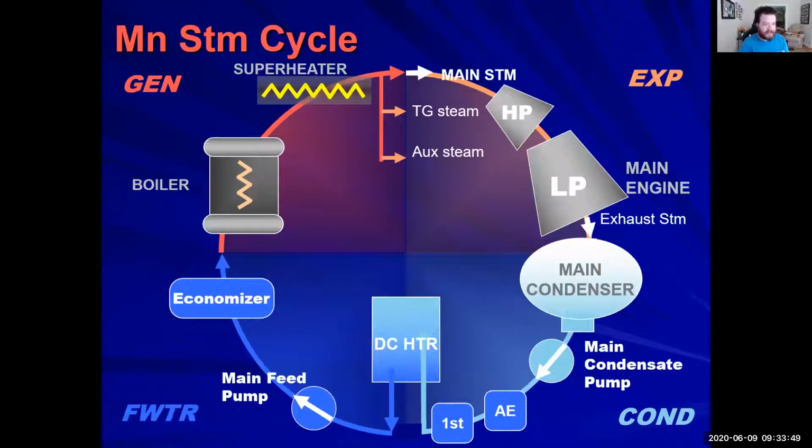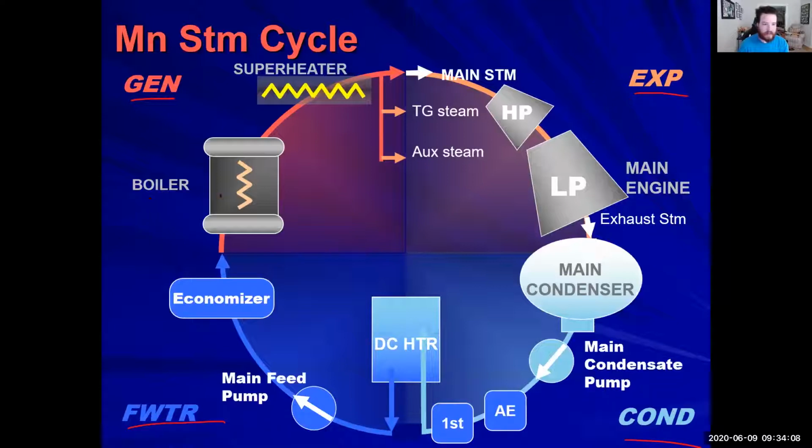So the basic steam water cycle can be broken up into these four different sections. We start off with our generation, and then we go into where it is used, and then it's condensed, and then it comes into feed water.